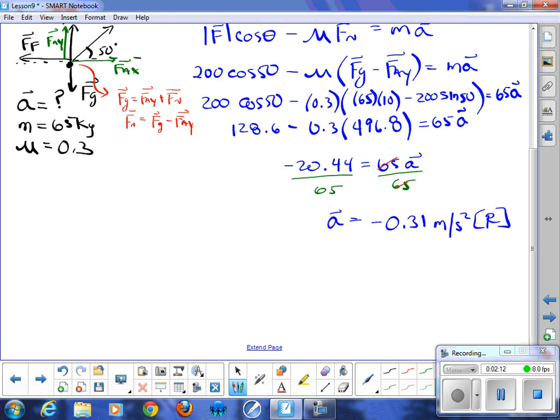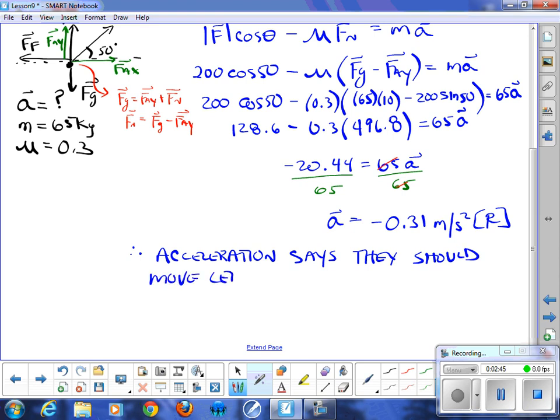So let's talk about this. That means that we assumed the acceleration was going to be right, and that negative tells us that we're wrong. It's actually to the left. When we go back to the situation, is that possible? Force of friction cannot be the driving force. So if our acceleration is negative, acceleration says they should move left. However, friction cannot be the driving force.